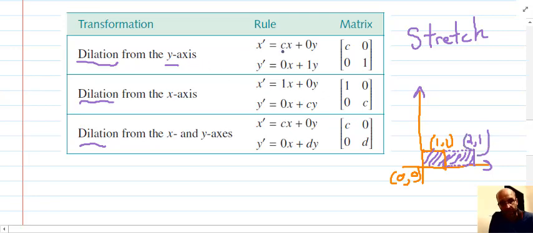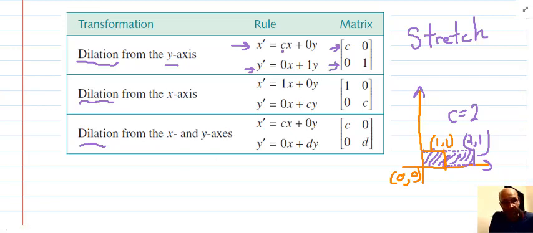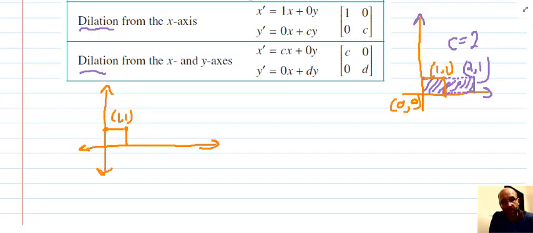So we show the dilation factor by representing it by c. In this case, c would be equal to 2 if it's a dilation from the x-axis. So that would be given by this first equation, which is the most important one, cx plus 0y. So that matrix is needed there, and nothing happens in regards to the second equation, so it's 0, 1. Okay, so now we can move on to dilation from the x-axis.